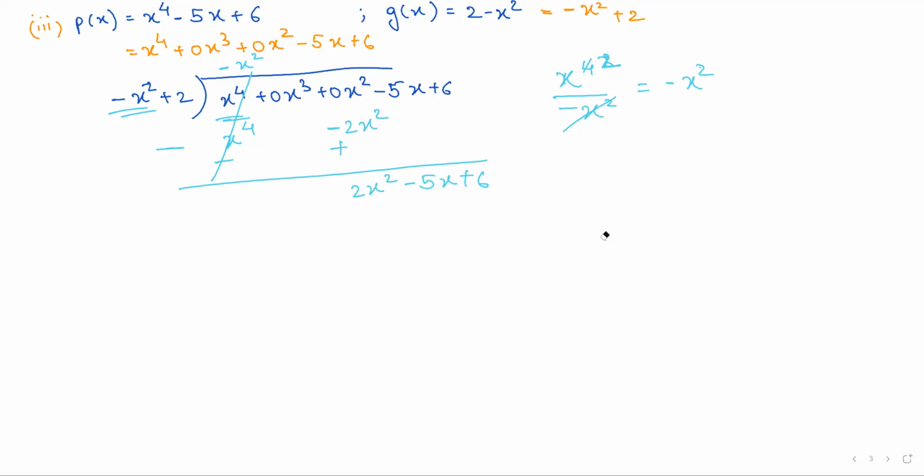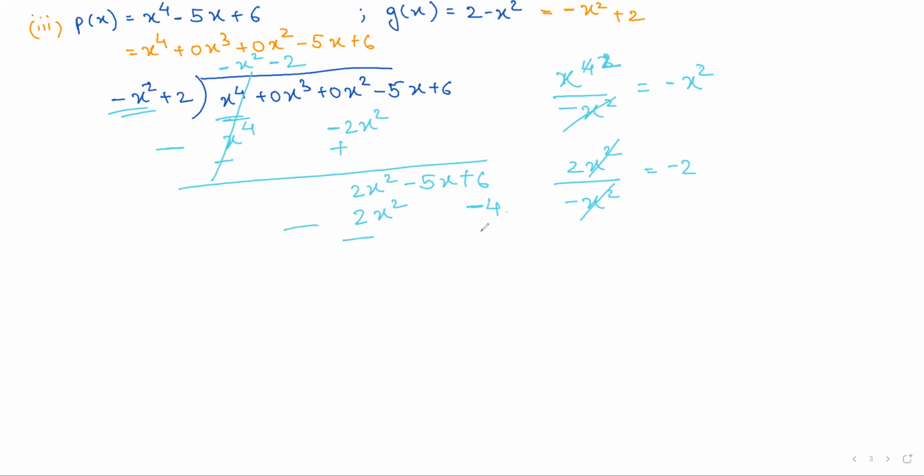That means now you'll divide 2x square with your first term, which is minus x square. Again, the powers are same. So minus 2, and beyond this, you will directly get the remainder. Minus 2 over here. This minus 2 is to be multiplied by the whole g of x, which means minus 2 into minus x square, you get plus 2x square. Minus 2 into plus 2, you get minus 4.